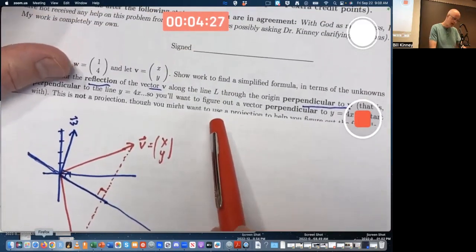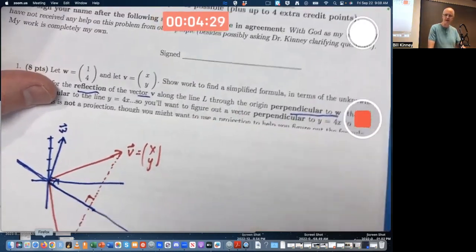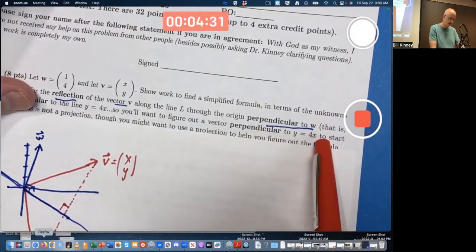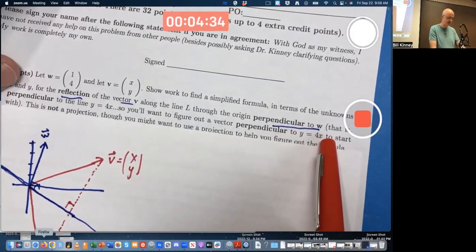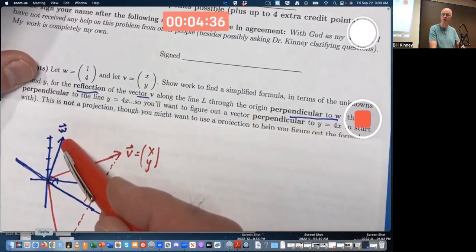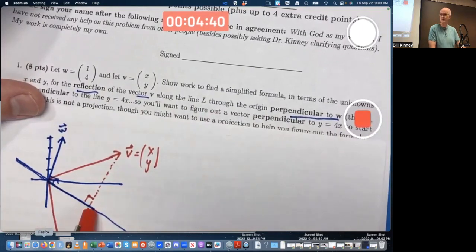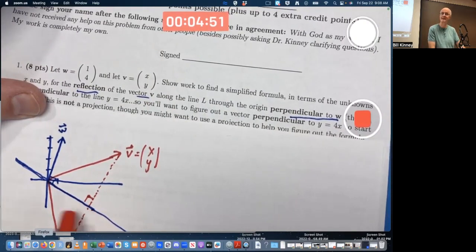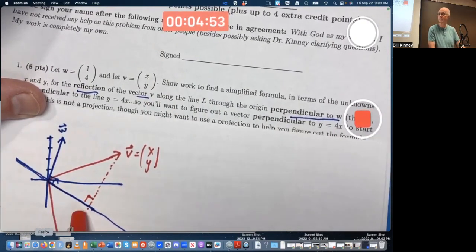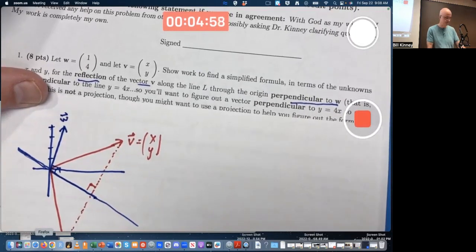I said you want to figure out a vector perpendicular to this line along W. One way to do that is to realize, okay, this line's got a slope of 4 along W. So this line, it seems reasonable, at least should have a slope of -1/4. You can look it up. Slopes of lines that are perpendicular to each other are called negative reciprocals of each other. If this has a slope of 4, this has a slope of -1/4. That's one bit of problem solving you can do.